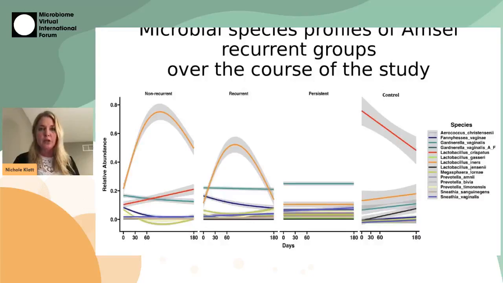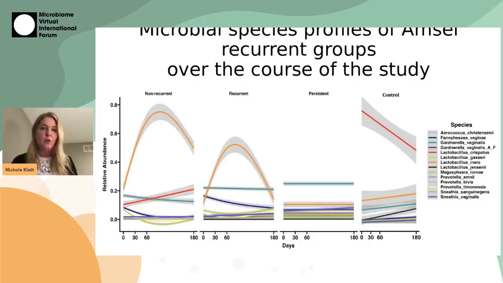So here I'm showing you the microbial species over the course of the study. I know it's kind of a confusing plot, but basically I have this broken down by the table I just showed you. On the left we have non-recurrent, then recurrent, then persistent, and then our controls. Each line is a different bacteria over time, and each segment is a group from 0 to 6 months.